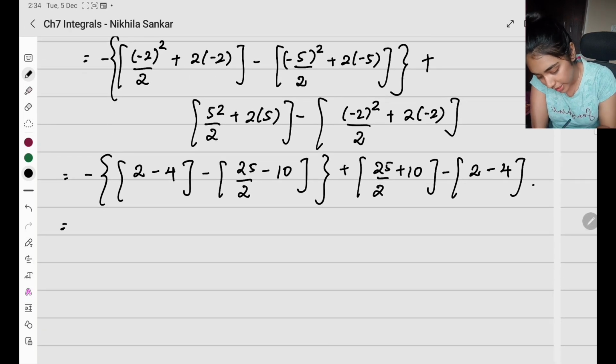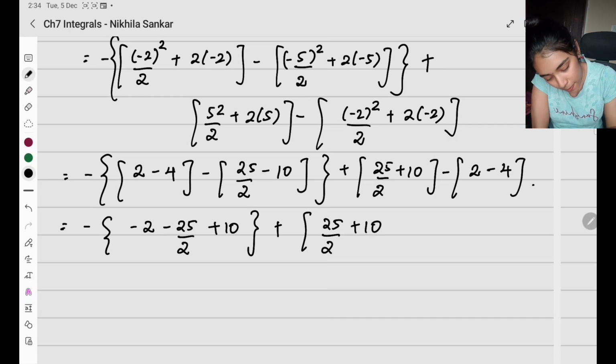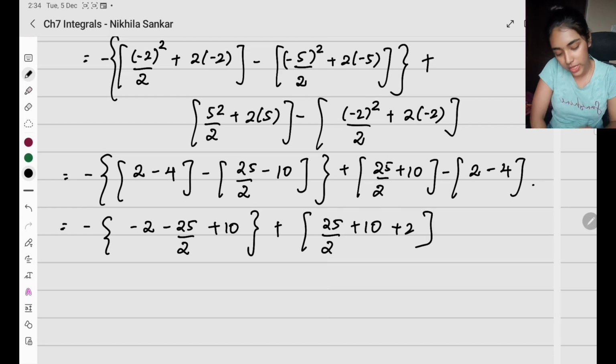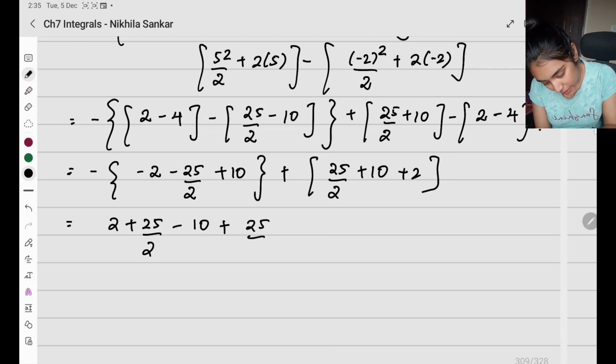When I open the bracket, I have minus into, inside, minus 2 minus 25 by 2 plus 10, plus, when I open this bracket, 25 by 2 plus 10 minus of 2 minus 4, which is minus 2, so I have a plus 2. So when I open this bracket and multiply the minus inside, I have 2 plus 25 by 2 minus 10 plus 25 by 2 plus 10 plus 2.